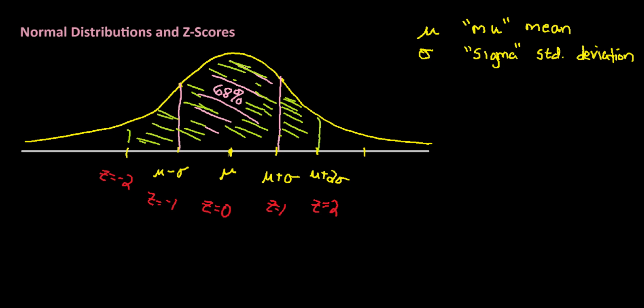That region there, so I'll label it with the green, that accounts for 95% of the data. And if you went out 3 standard deviations, you would capture 99.7% of the data.